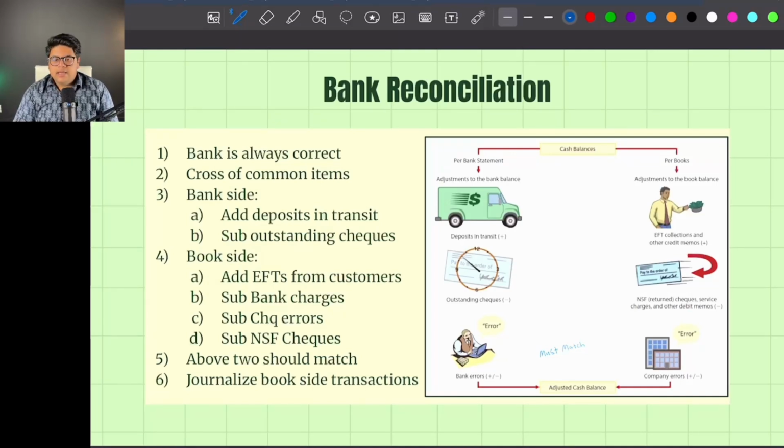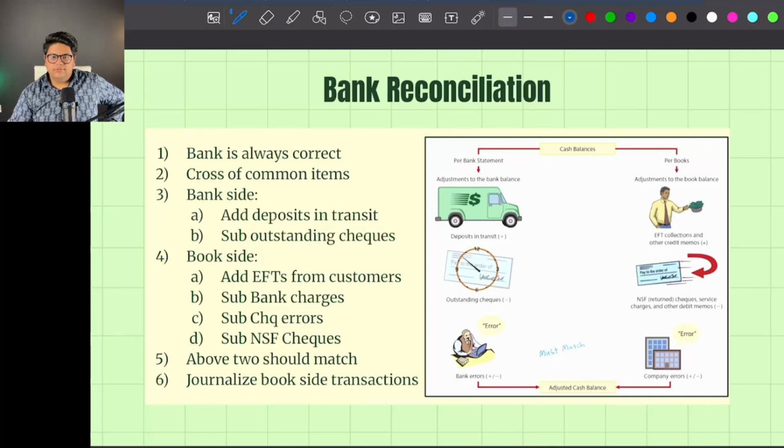But basically, you can have commonalities between your bank balance and your book balance. Anything that's common, you don't need to worry about because it's already been accounted for, right? So the discrepancies, that's what we need to worry about. On your bank side, what you need to do is add the deposits in transit and subtract outstanding checks.